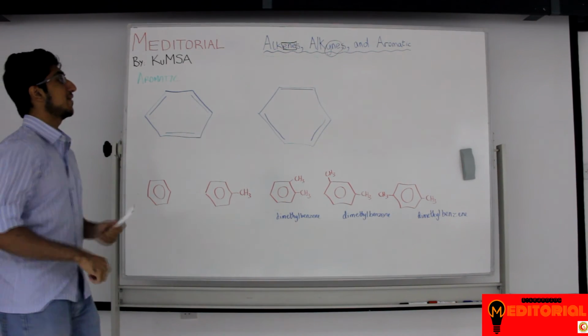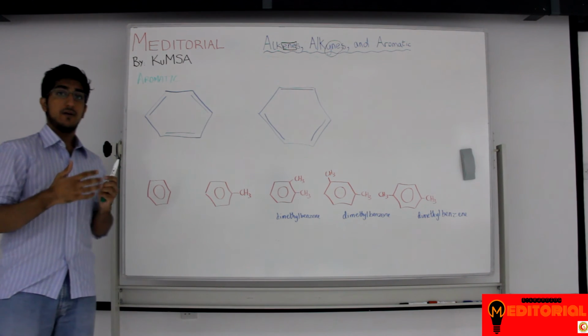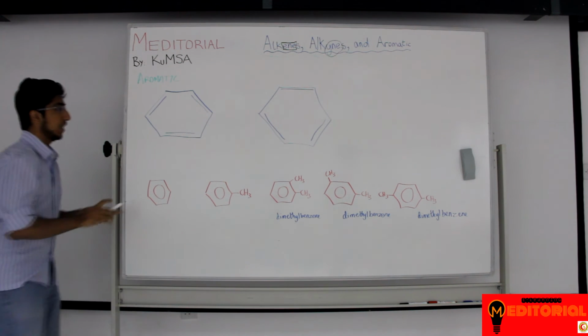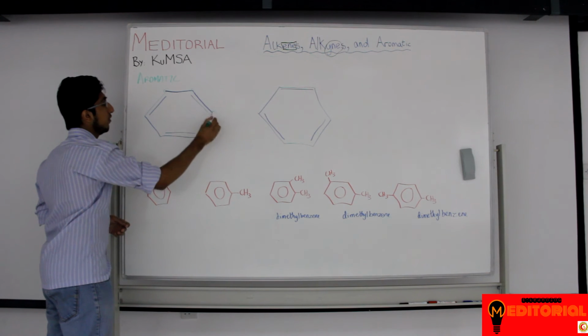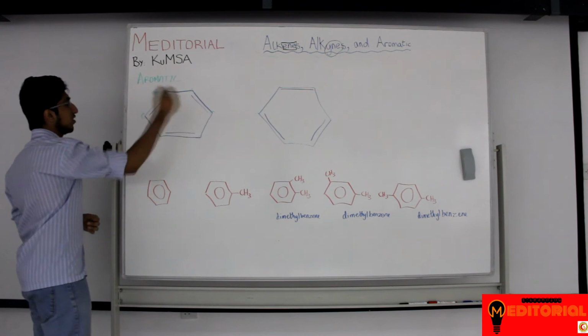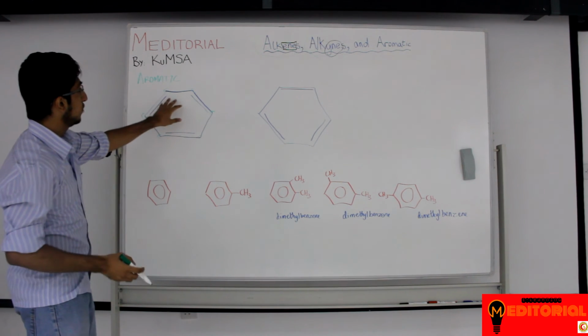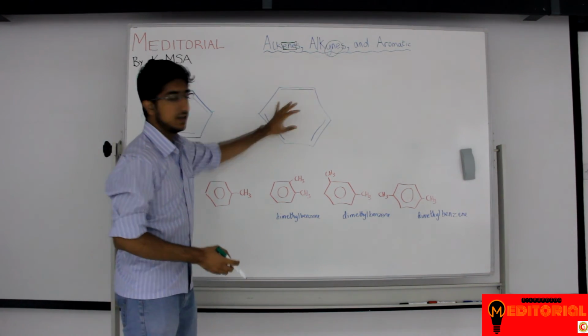Now we're going to be talking about aromatic compounds. Aromatic compounds are called aromatic compounds because they have a benzene ring. Now, as you can see, a benzene ring is a 6-carbon ring, 1, 2, 3, 4, 5, 6 carbons in a ring with 3 double bonds. However, the double bonds could be oriented this way, or they could be oriented this way.